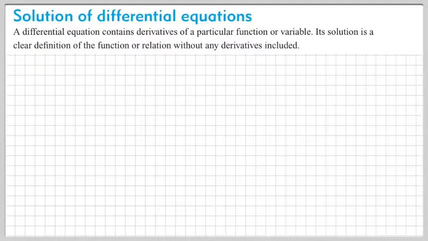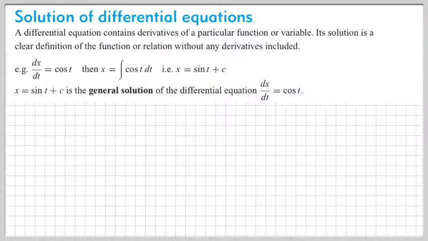Got it? Great. Now, a differential equation contains derivatives of a particular function or variable. Its solution is a clear definition of the function or relation without any derivatives included, all right? As you'll see. So, if dx/dt equals cos t, then x would be the antiderivative of cos t with respect to t. Yeah, that would be sine t plus the constant of integration with which we are now very familiar. Okay, that's the general solution because it has the c in there, where that could allow for any constant which might be there.